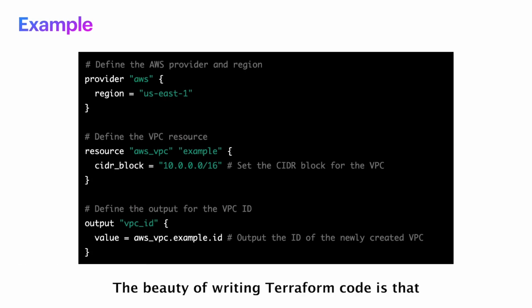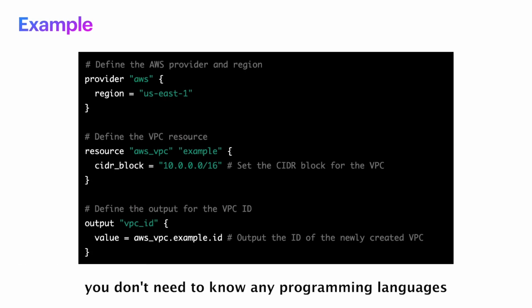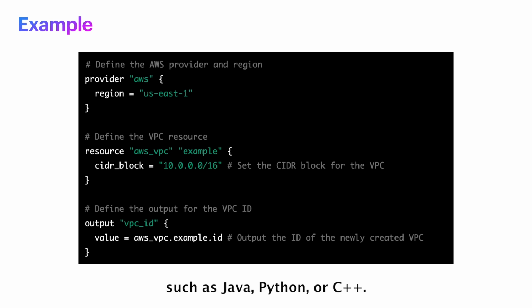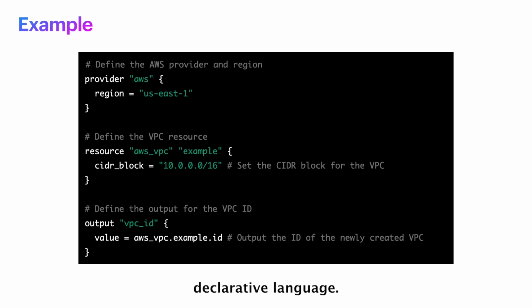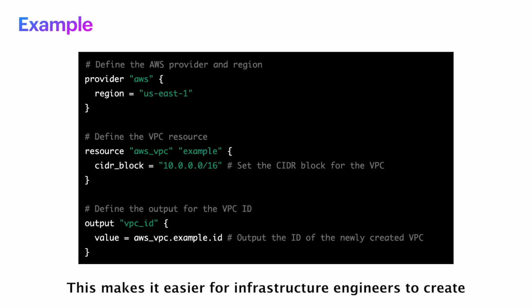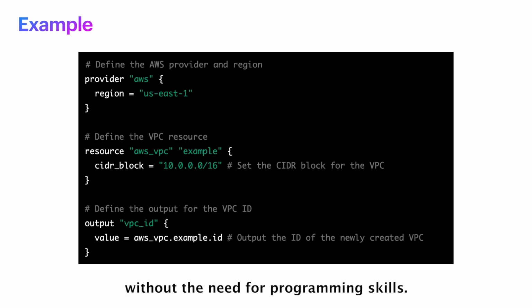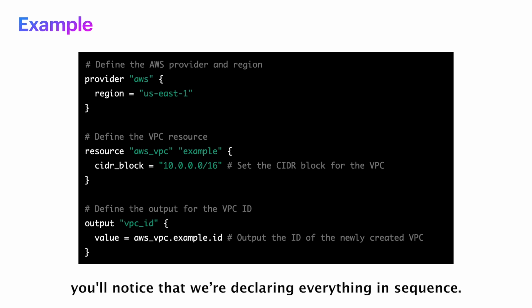The beauty of writing Terraform code is that you don't need to know any programming languages such as Java, Python, or C++. Instead, you'll be writing a much easier to read and understand declarative language. This makes it easier for infrastructure engineers to create and manage their infrastructure resources using Terraform without the need for programming skills. In the Terraform code snippet, you'll notice that we're declaring everything in sequence.